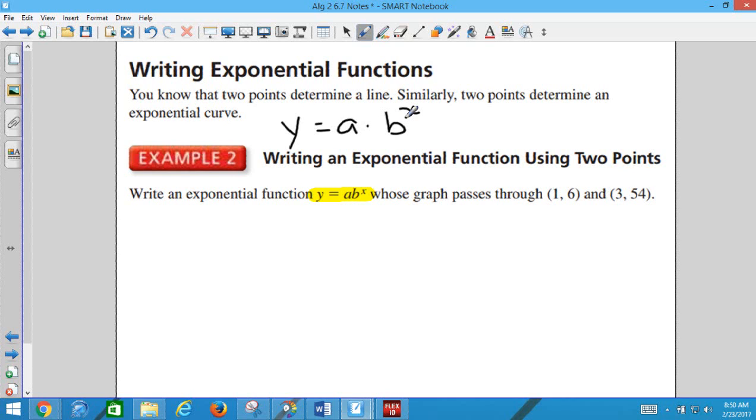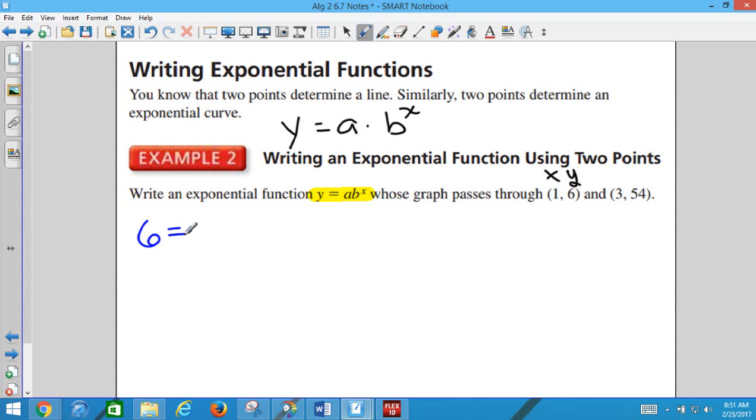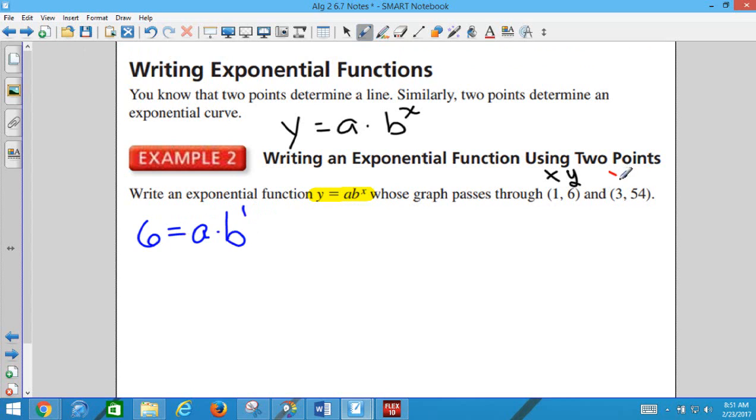So what we're going to do is set up 2 equations. We're going to put both of those ordered pairs in to make 2 equations. I'm going to start with 1, 6, and I'm going to write 6 equals A times B to the first. And I'm going to use my other ordered pair, 3, 54, and write 54 equals A times B to the third. So I put in my X and my Y.